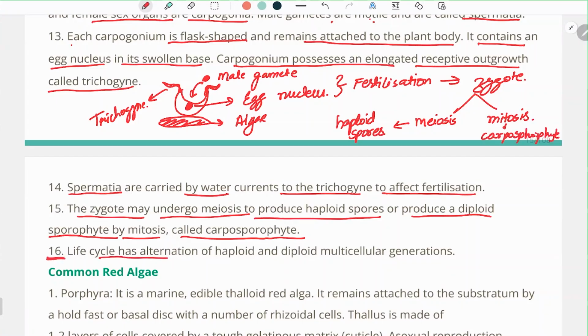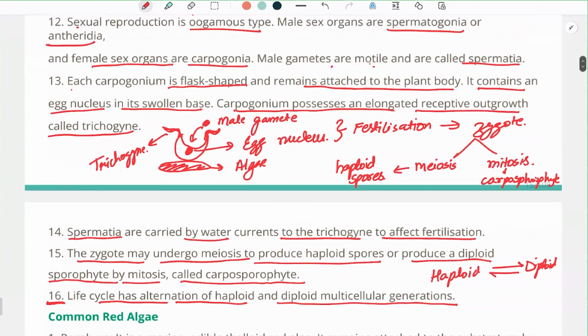The life cycle has alternation of haploid and diploid multicellular generations. We have seen that the life cycle has a haploid plant body, which is converted into diploid and then back into haploid. This conversion from haploid to diploid takes place and is called alternation of generations. The haploid to diploid conversion takes place by mitosis or meiosis. The mitosis and meiosis cycle goes on and alternation of generations takes place.